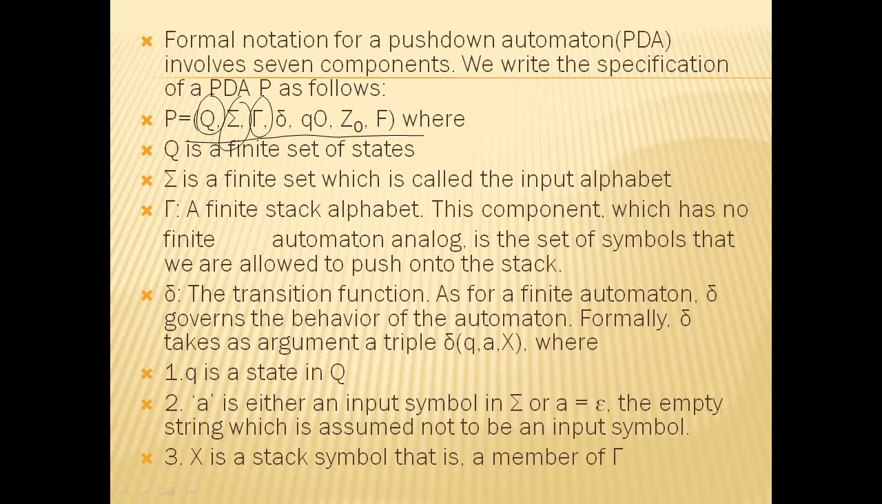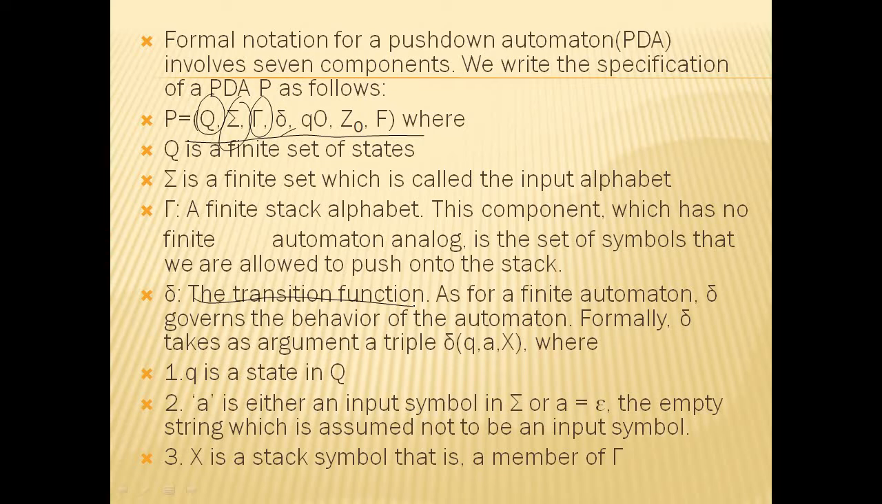So this component, which has no finite automaton analog, is the set of symbols that we are allowed to push onto the stack. So whatever the input symbols we are allowing, that will be pushed into the stack. So the stack contains input symbols. Delta, so it is a transition function. As for a finite automaton, delta governs the behavior of the automaton.